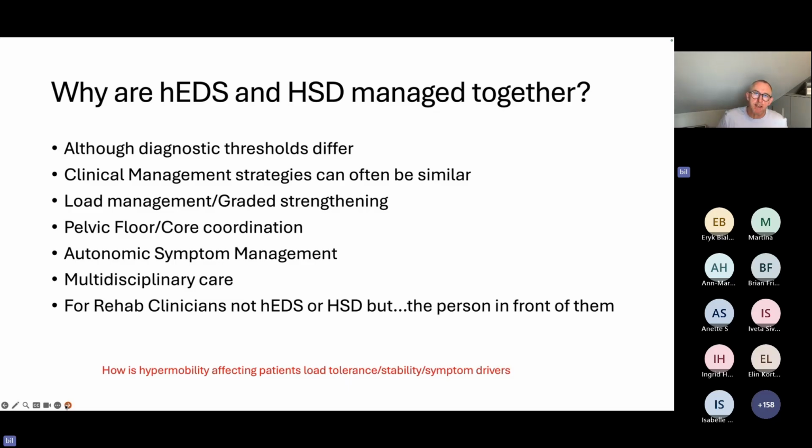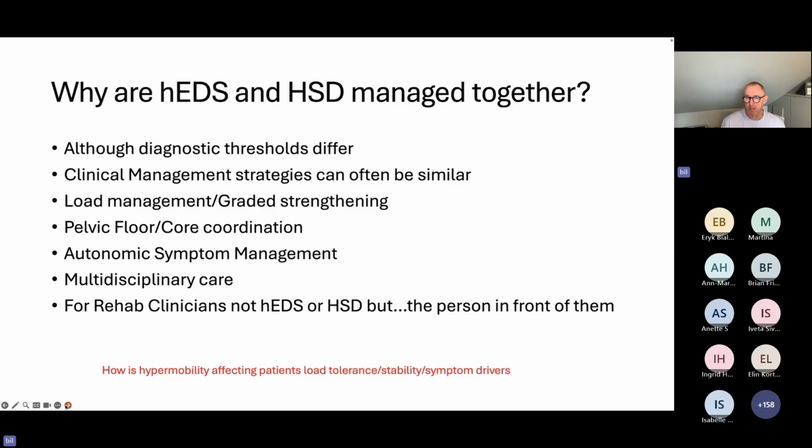So why are hEDS and HSD managed together? Although the diagnostic thresholds differ, the clinical management strategies can often be similar. We look at load management, graded strengthening, pelvic floor and core coordination, autonomic system management, and multidisciplinary care.